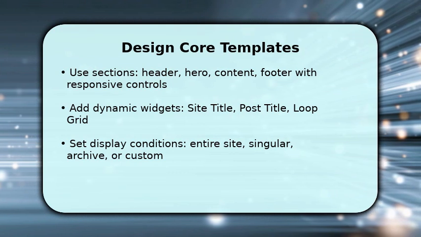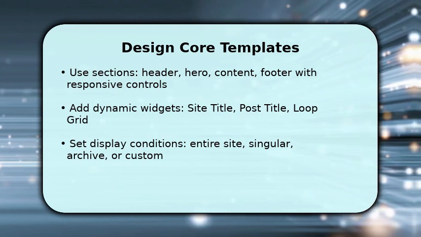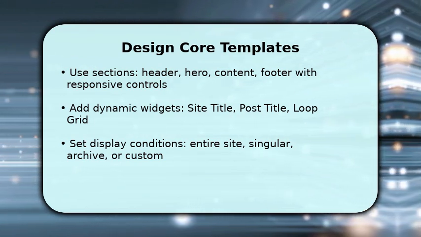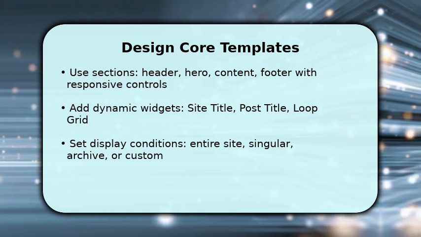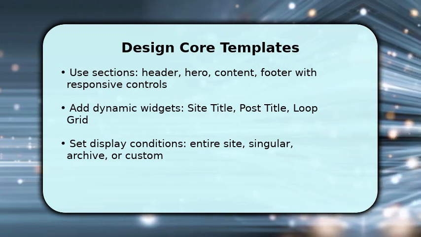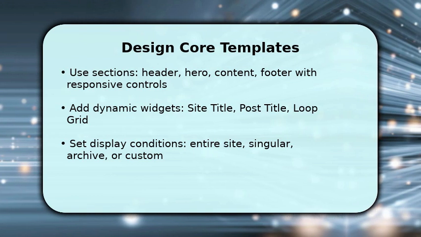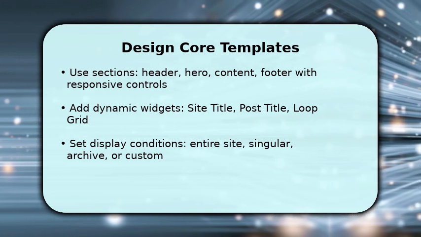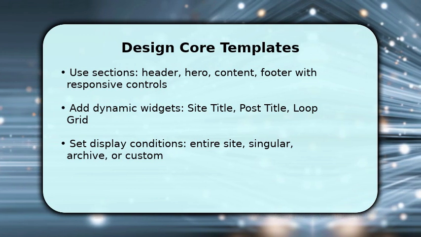Add dynamic widgets like site logo, post title, post content, and archive loop grid to pull CMS data automatically. Once built, refine spacing and motion with padding, margins, and entrance animations. These choices affect perceived speed and hierarchy.